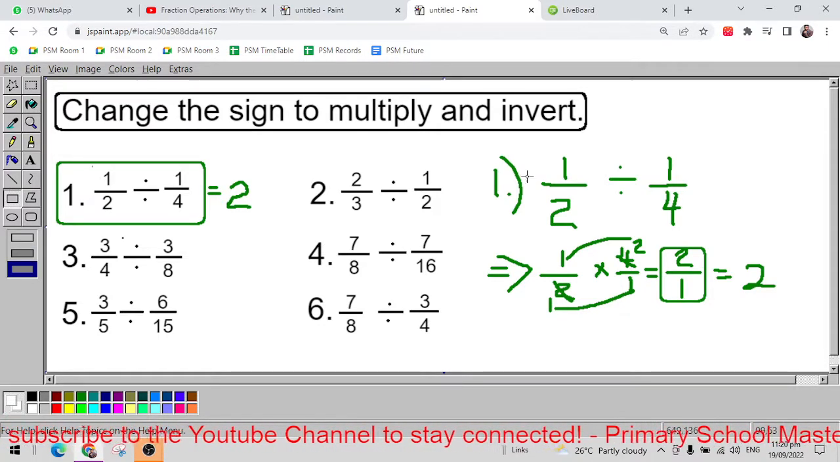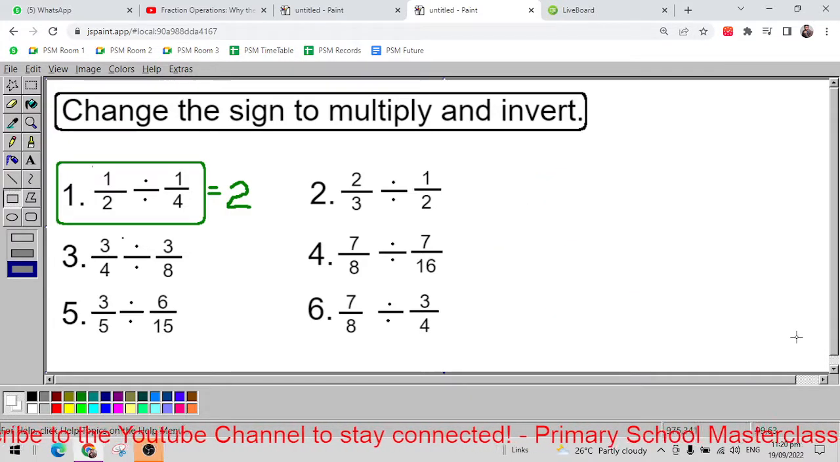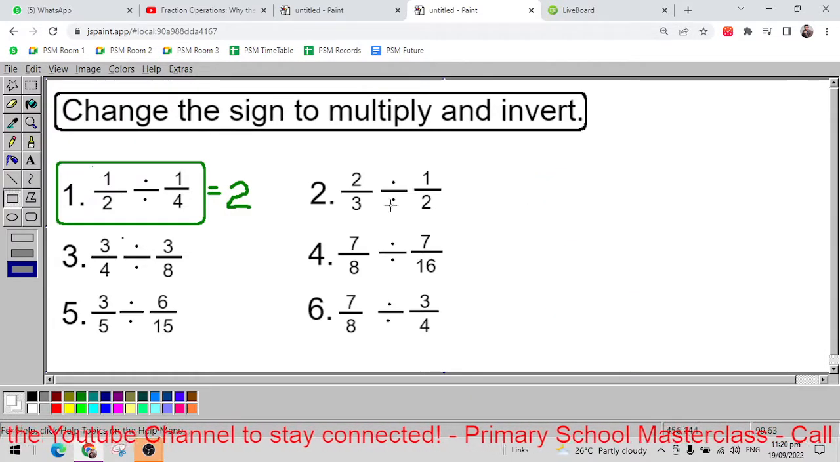Okay, so that will be the working and the answer for number 1. Let's go to number 2.